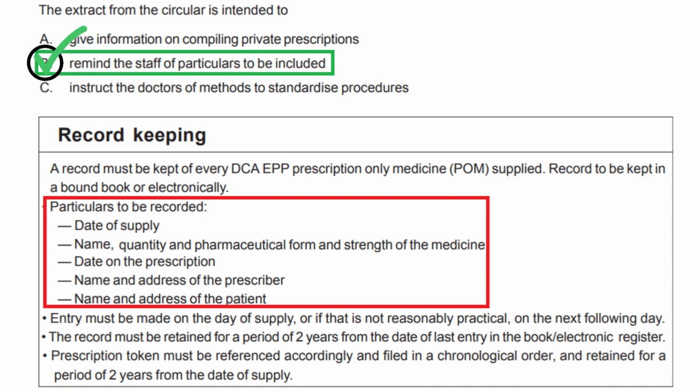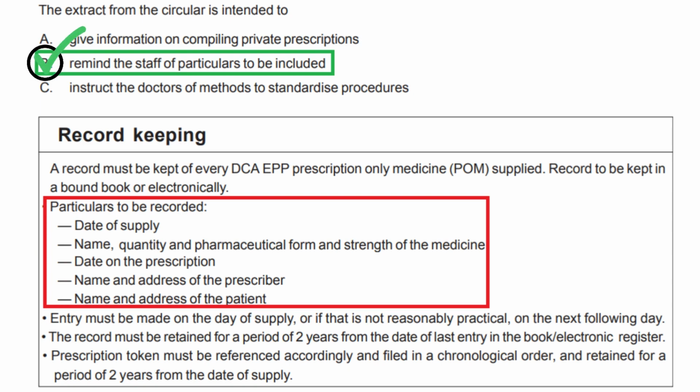the patient. The paragraph serves as a reminder to the staff about the specific details they need to include when keeping records. Therefore, option B is correct. Option C. Instruct the doctors of methods to standardize procedures. The paragraph does not mention instructing the doctors or methods to standardize procedures. It focuses on the record-keeping requirements for the staff. Therefore, option C is incorrect.